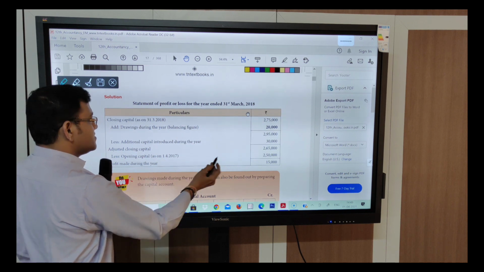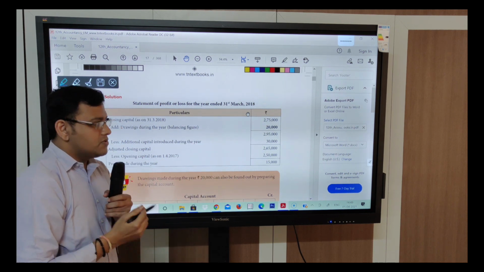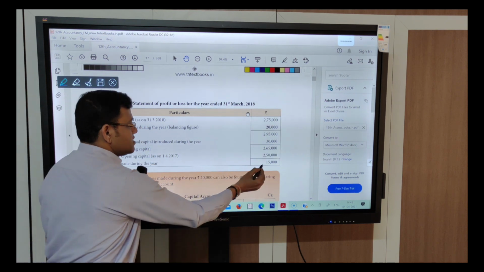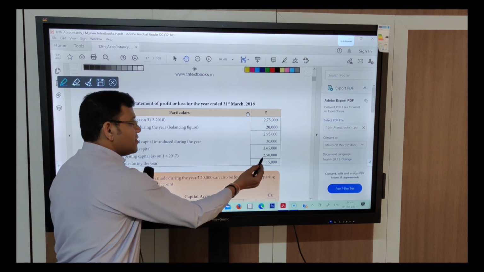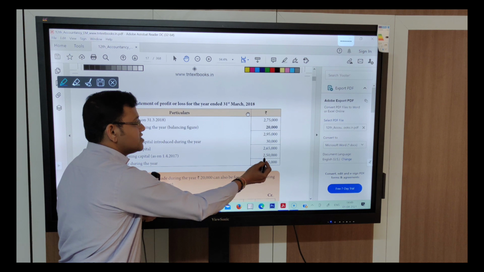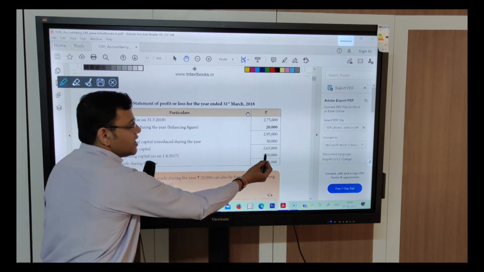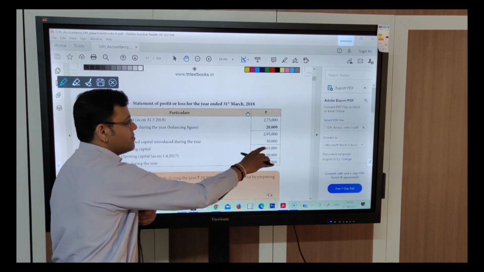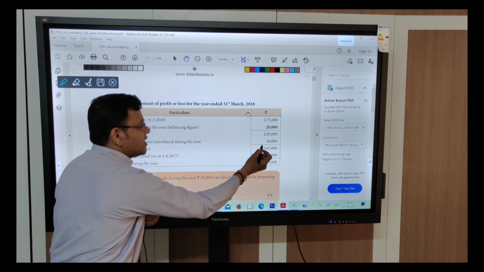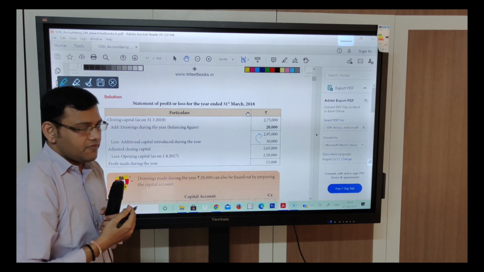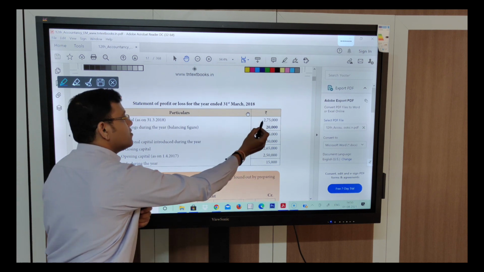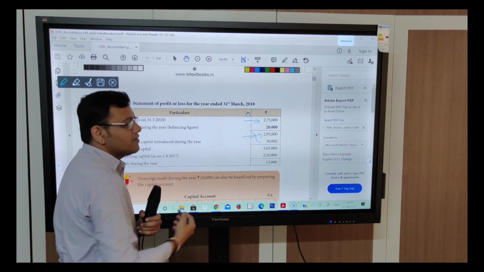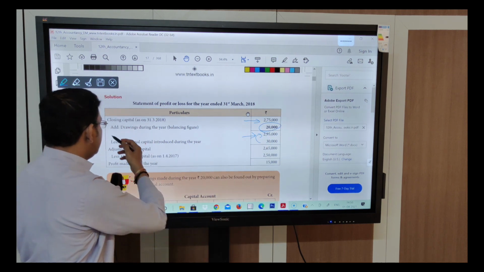So what is required over here? Yes, the drawings of 20,000, but we do not know this, right? So we will go with whatever information is available. So profit is there, 15,000, and opening capital is 250 given. So if we add both of this, we will get the adjusted closing capital, which is 2,65,000. And the additional capital introduced, which we have subtracted, now we are going to add, because we are doing reverse working. So if we add that, we will be getting what? 2,95,000. And already the closing capital is given as 2,75,000. So what is the difference between 2,75,000 and 2,95,000? 20,000. So that is the drawings.